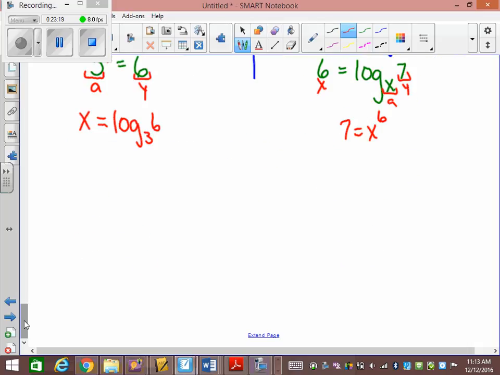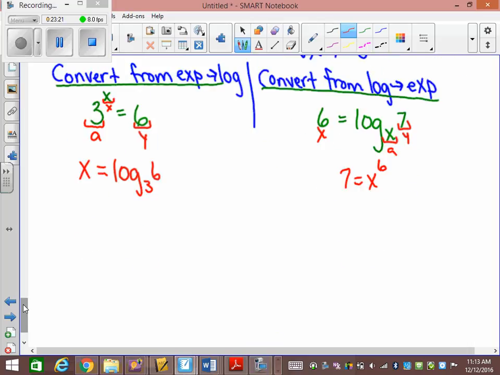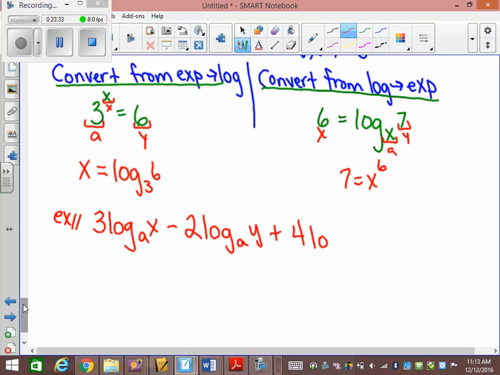Then we did this. 3 log base a of x minus 2 log base a of y plus 4 log base a of m, because people are partial to my z's and say they're 2's, or then they confuse themselves and are mad. So let's do an m.